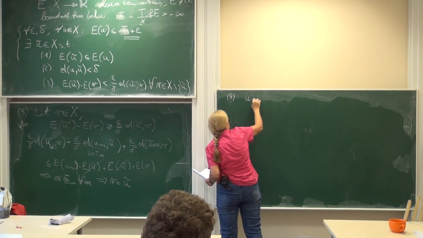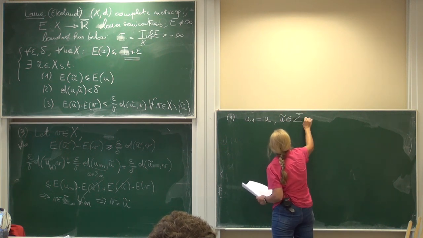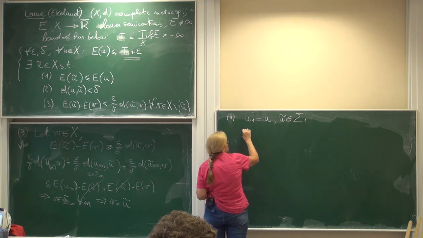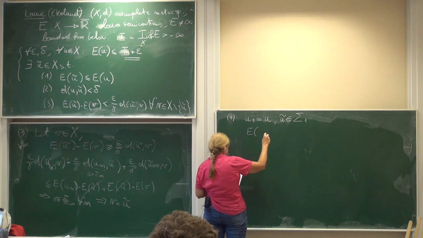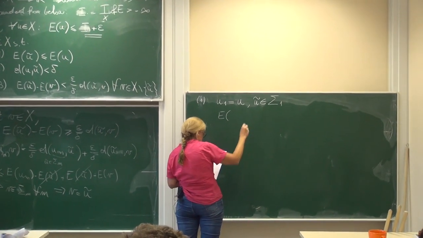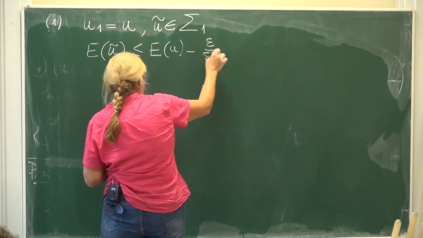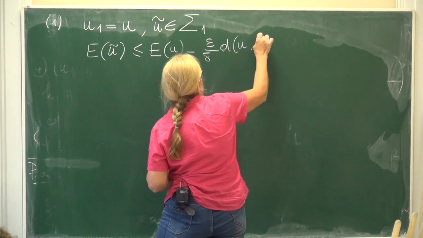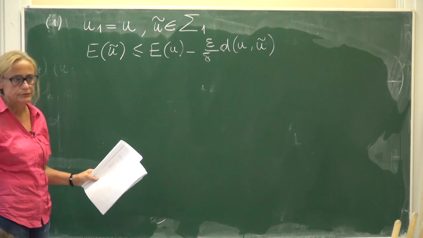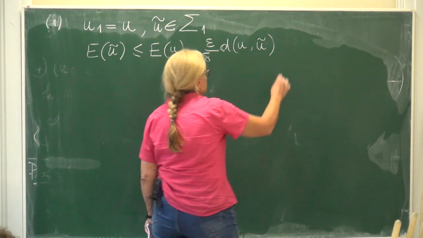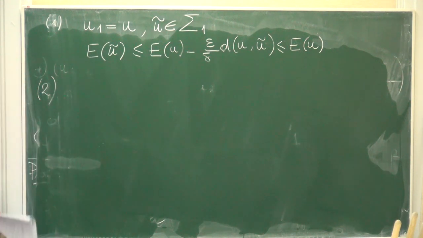I know that the first element, by definition, was u, and I know that u tilde in particular belongs to sigma_1. So what does it mean? I will write down the definition of sigma_1 in a slightly different way, by recalling that u_1 was indeed u. By definition, this is non-negative. So, if possibly, you win in energy.